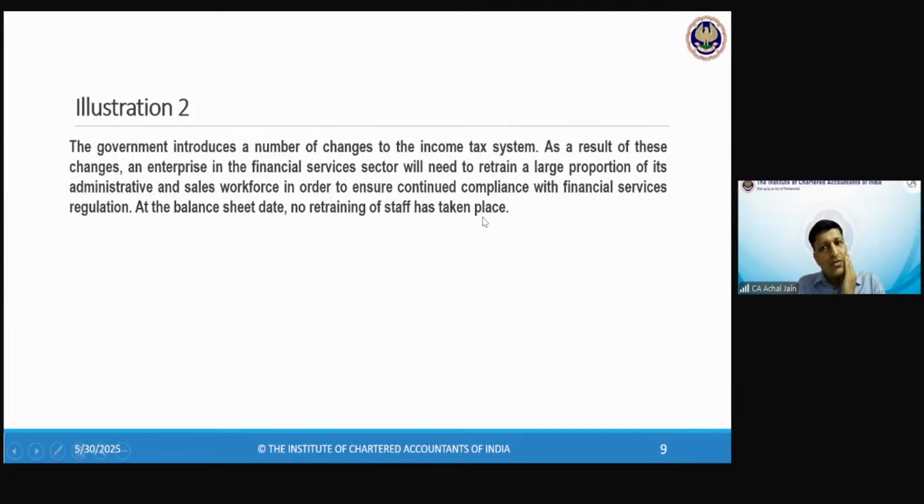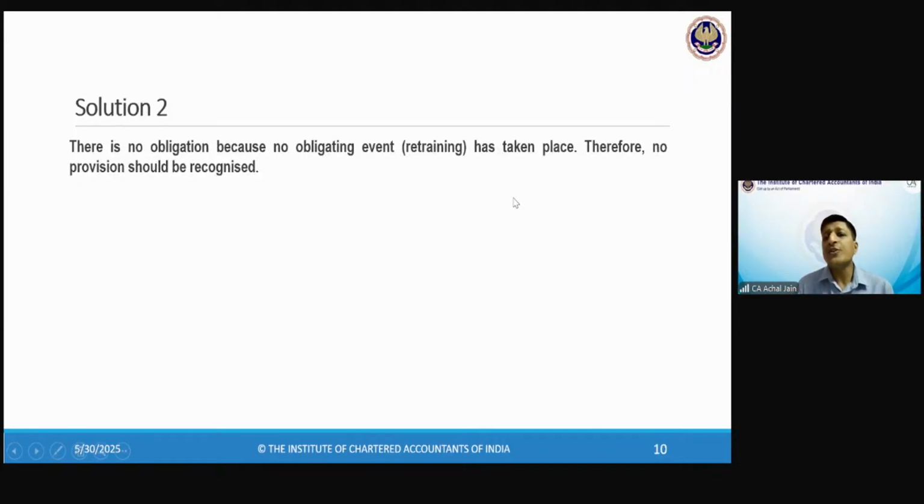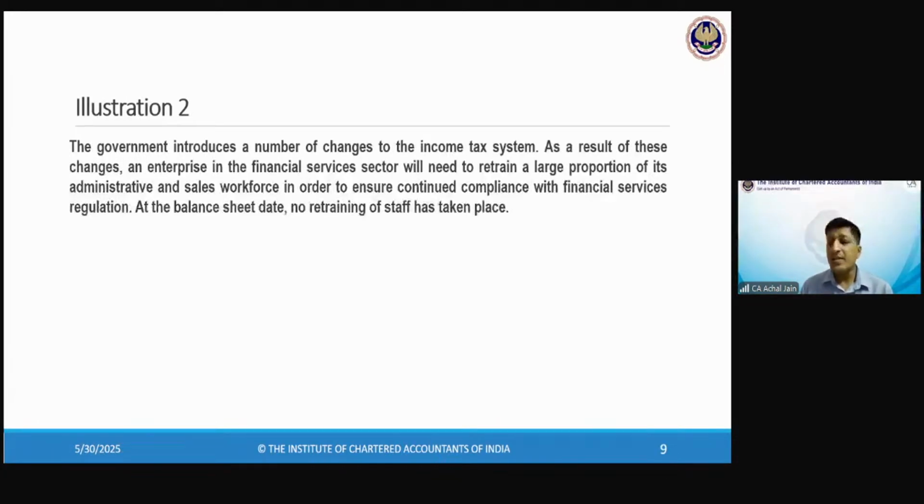So you are saying disclosure is required. Disclosure is required for what? So what will the company disclose? That the retraining could take place after the end of the financial year. Okay, you're saying the company will disclose that the retraining cost will arise. Is it? Yes. Okay, but in this case, let's try to understand.